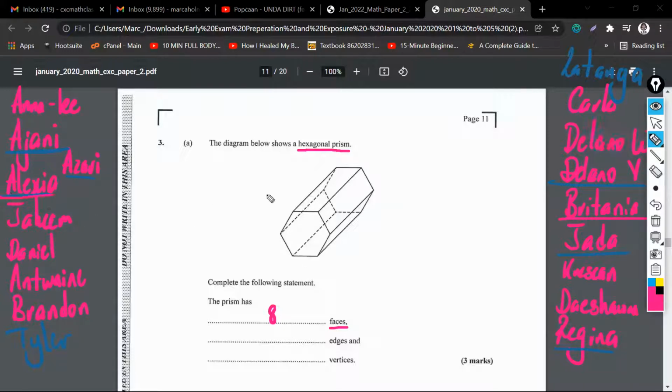Alexia, you with me? Sir, 12. I think it's 12. Yeah, because I count 6 on the side. See one here, this is 1, this is 2, this is 3, this is 4, this is 5, this is 6. See another edge here, another edge here, and so on around. So it's 12 edges. Well done. Well done.